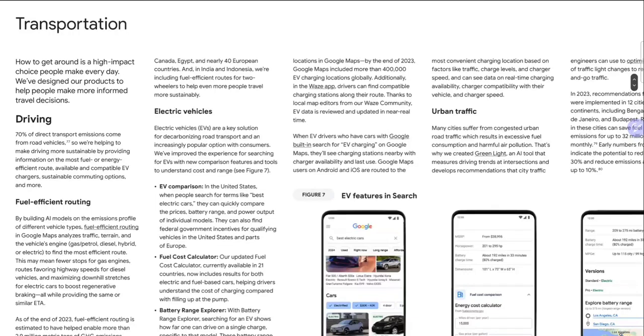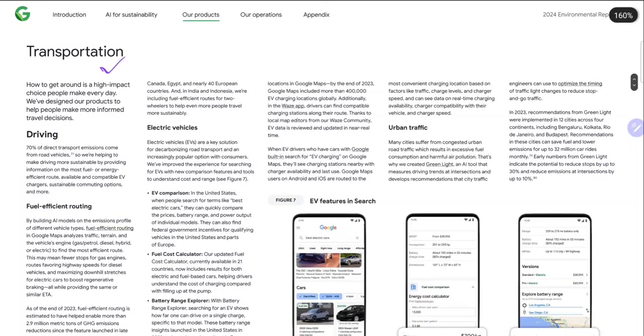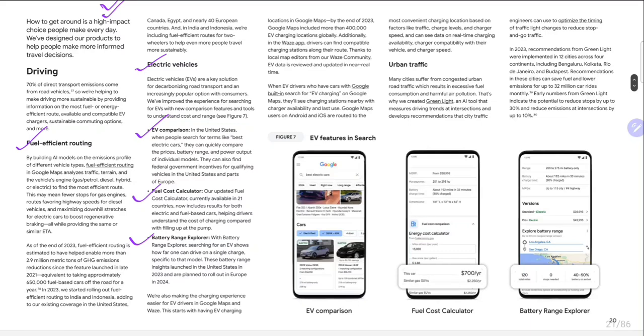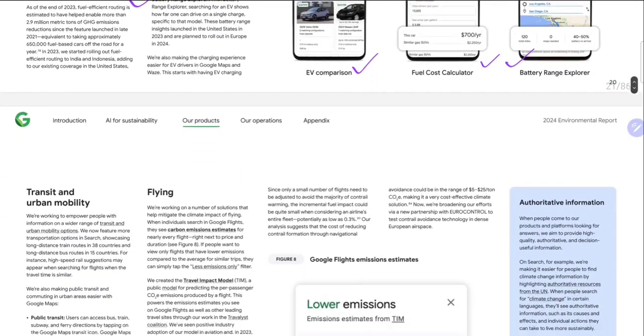Then it comes to transportation. Driving related updates are there: fuel efficient routing, electric vehicles, urban traffic. So what are the efforts highlighted here already? This is for transportation. They talk about fuel efficient routing, electric vehicles, EV comparison, fuel cost calculator, battery range explorer. So there is a lot of information provided while searching on Google. We can see here there are EV comparison, fuel cost calculators, battery range explorer also. So that is the information given.